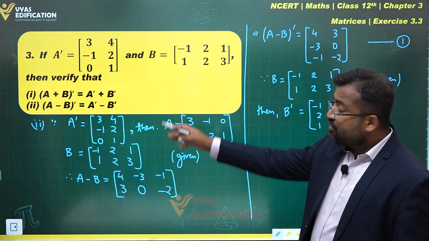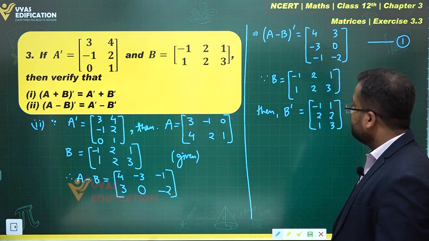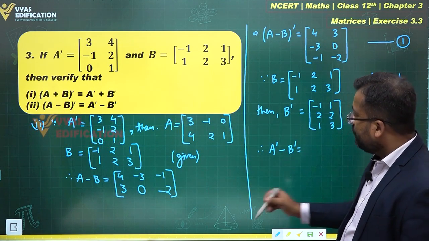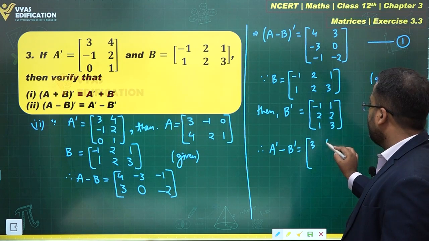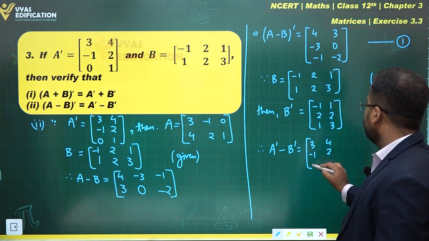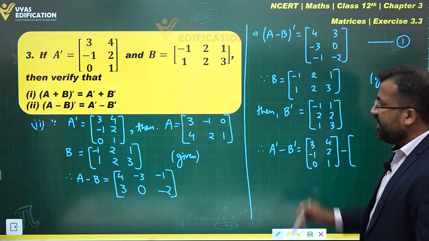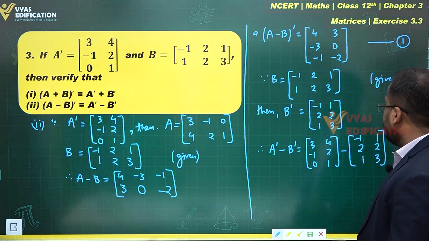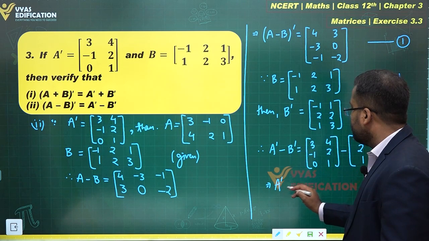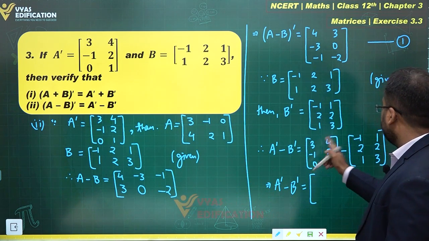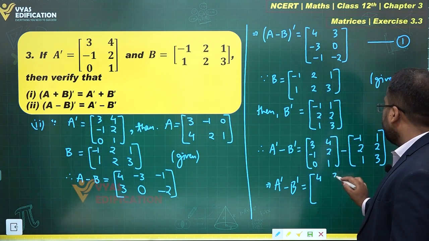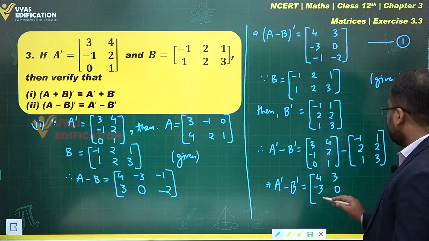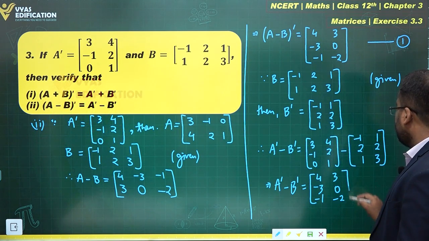Can we find A transpose minus B transpose very easily? Yes, that's what is required. So A transpose minus B transpose is equal to what? A transpose is already known, given. This is 3, 4, minus 1, 2, 0, 1. This is the matrix over here. And what is B transpose? B transpose has already been found. Let's use that. 2, 2, 1, 3. This is what I get. And this gives me A transpose minus B transpose is equal to this matrix over here. 3 minus 1 will become 4. 4 minus 1 will become 3. Minus 1 minus 2 will become minus 3. 2 minus 2 is 0. 0 minus 1 is minus 1. And 1 minus 3 is minus 2. This is what I obtained.